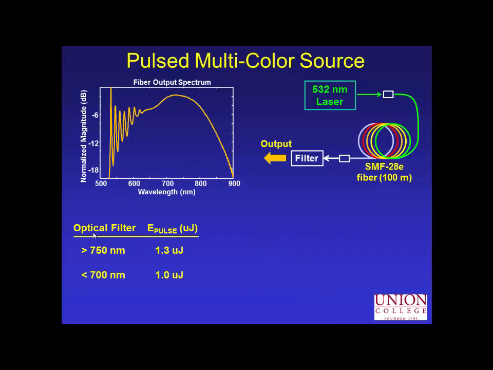Or if you picked a short pass filter, with wavelengths shorter than 700, you have about a microjoule of energy. And so the extent of the spectrum does depend on the strength of your input, as you can imagine.